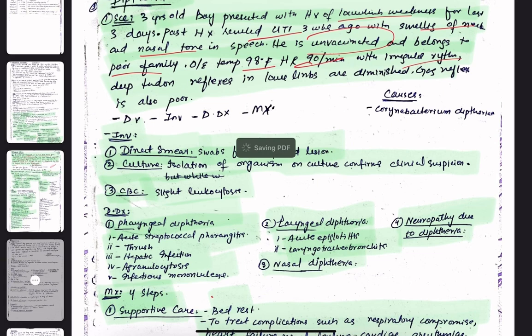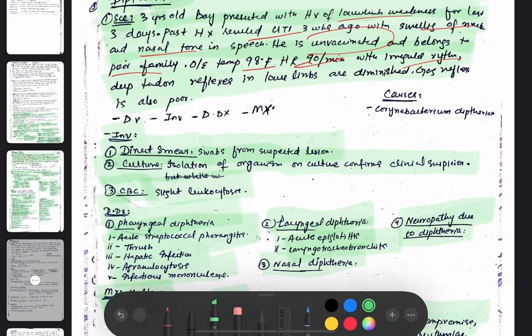And the differential diagnoses are pharyngeal diphtheria and laryngeal diphtheria, as the throat is involved in this disease. So the pharyngeal, laryngeal, the nasal, and the neuropathy, all these are the differential diagnoses. There are specific supportive treatments, that is supportive care is provided, and antibiotics are given to the patient, and prevention is done by vaccination of the patient.